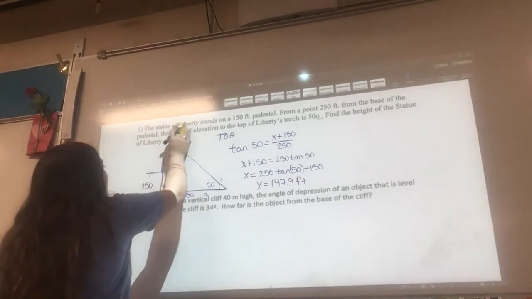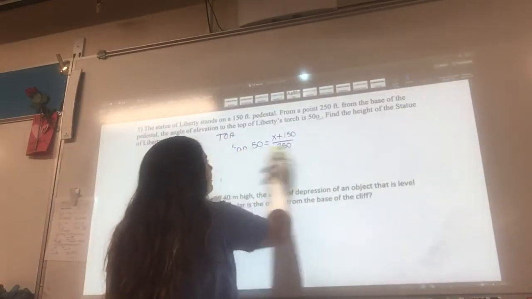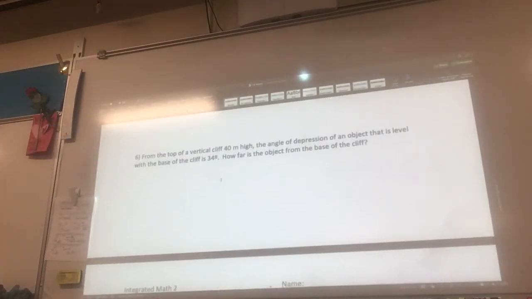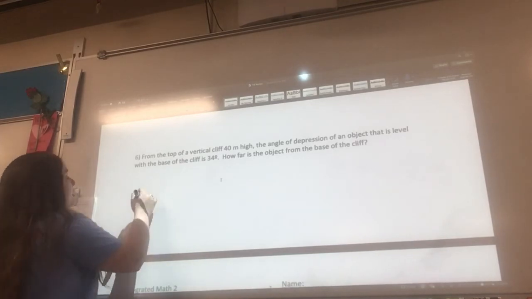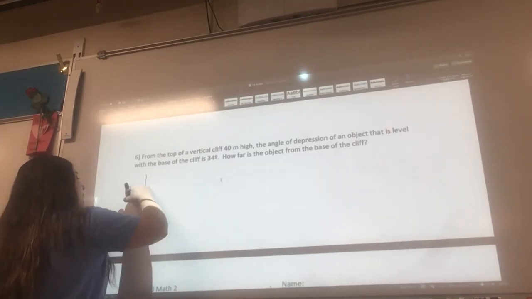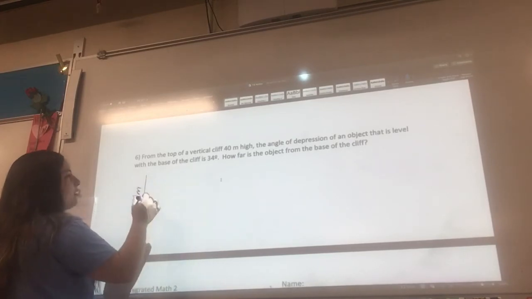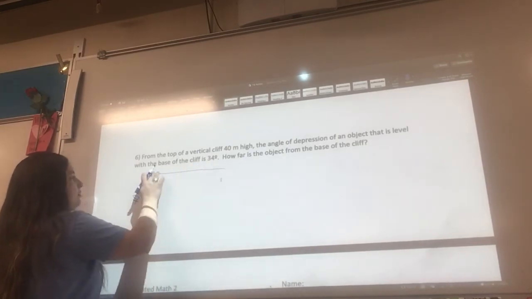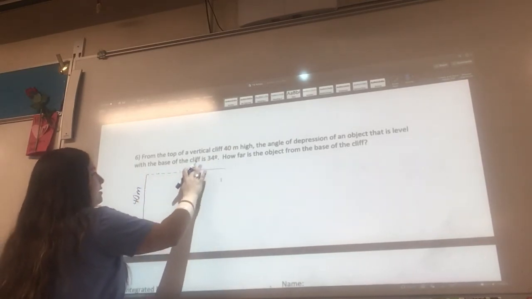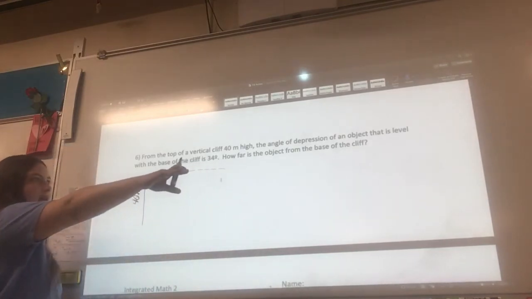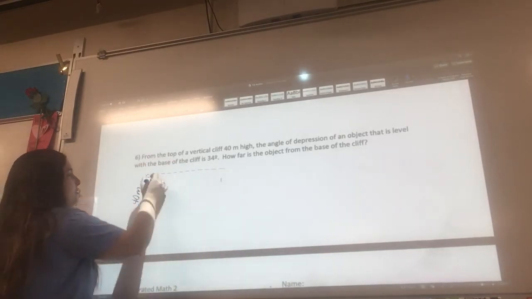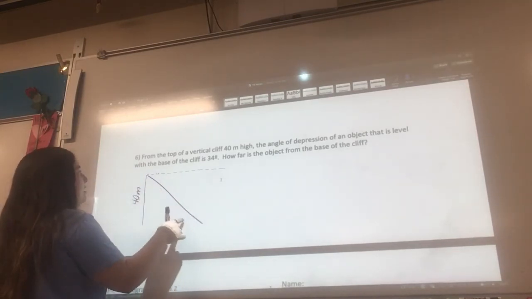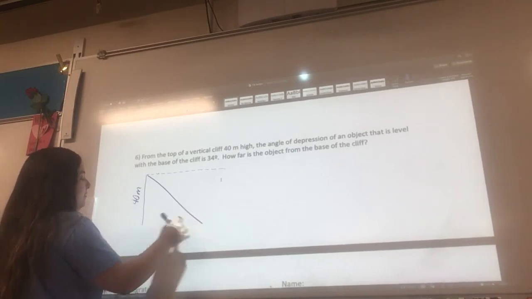All right, only 2 more to go. We're doing fantastic. Okay. So 6, from the top of a vertical cliff, 40 meters high. So we have a very tall cliff that is 40 meters high. The angle of depression, okay, so we have our horizontal, because this is where our original eyesight is. Angle of depression, so that means our eyesight goes here to the base, that is an object, to the base of the cliff, okay?